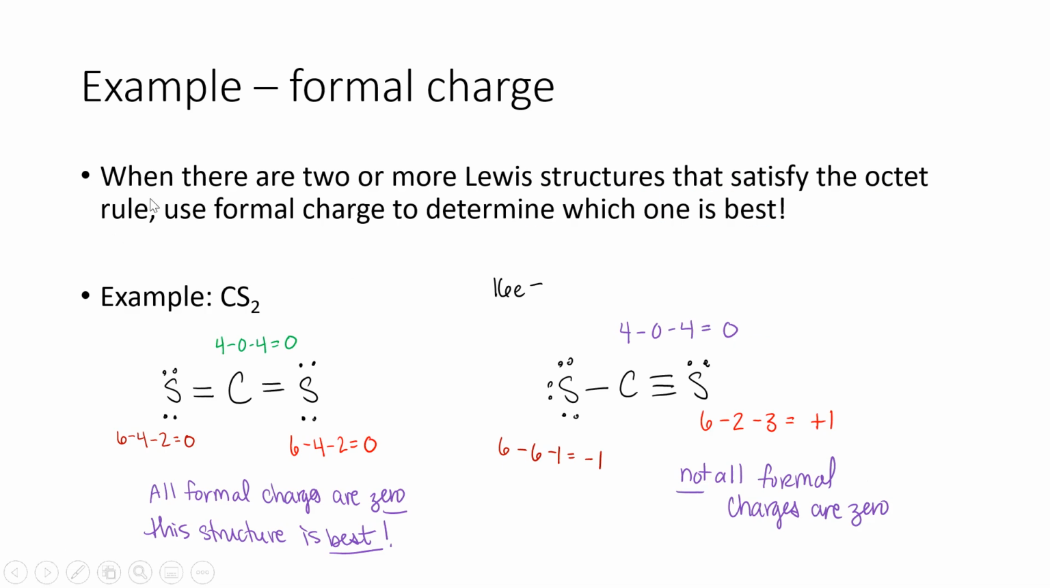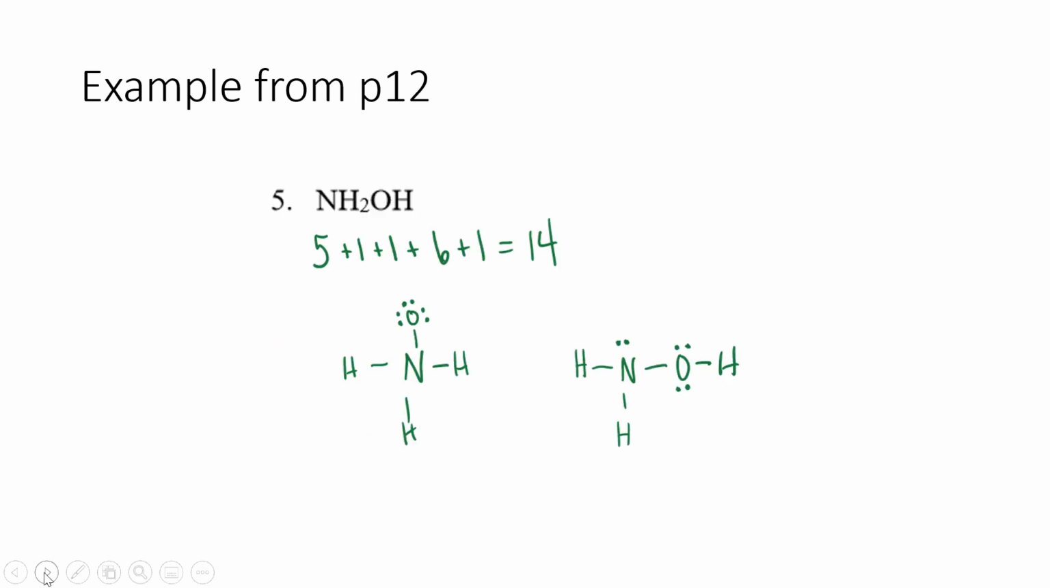So here's another example with formal charge. For CS2, this possibility on the left gives us all formal charges of 0. This possibility on the right, not all the formal charges are 0. So it turns out this structure is the best structure, where your C is forming 2 double bonds. So let's go through some examples of actually finding a formal charge.